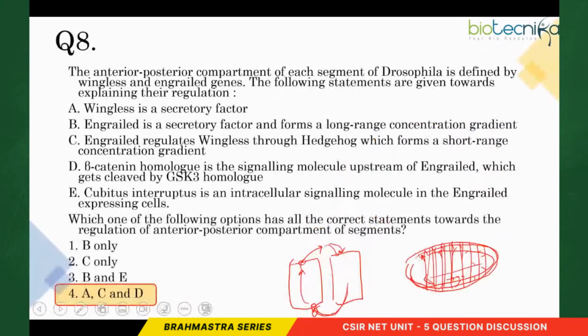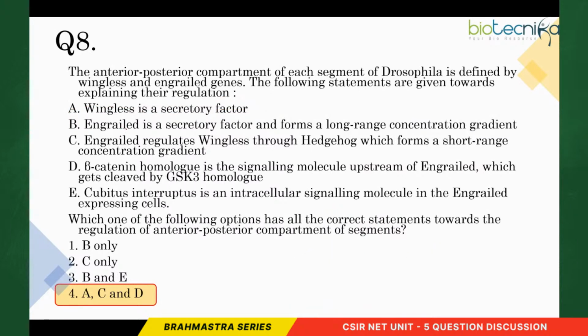So based on this, yes, wingless is a secretory factor since it is released out of the cell. Engrailed is a secretory factor? No, as we saw, engrailed is not released out of the cell.